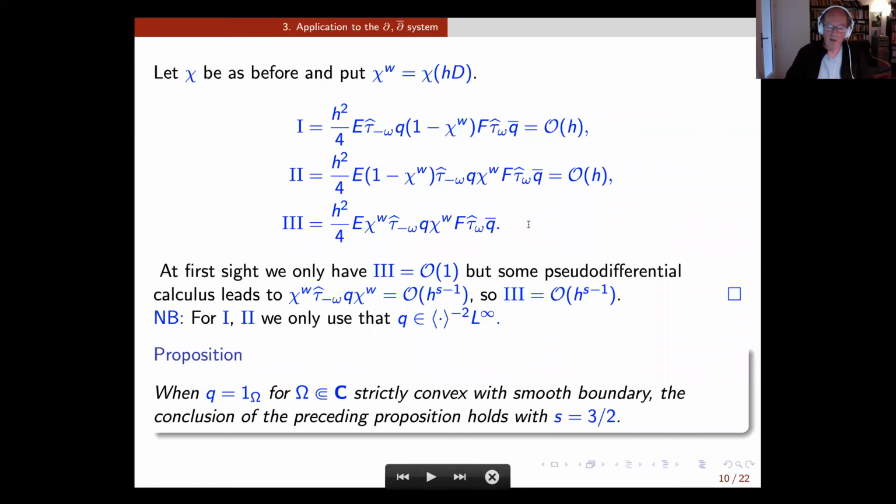So I could again have O of H if I have S equal to 2. So therefore the third term is O of H to the power S minus 1. And this is a quick description of the proof of the proposition. Now, if you analyze this proof, it still works when Q is the characteristic function of a strictly convex domain with smooth boundary, and then all these estimates are valid with S equal to 3/2.